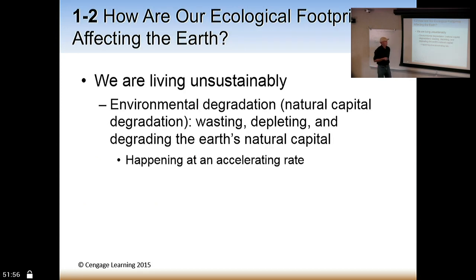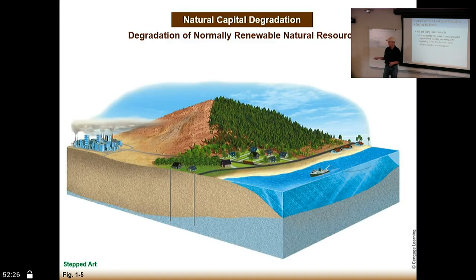Okay? We are living unsustainably. We all know this. We're wasting, depleting, degrading the Earth's natural capital and also its man-made capital. Our schools and our governments and our healthcare services are not necessarily improving. If you go to a place like South Africa, those are deteriorating very, very fast. And that's where they're trying to focus, more on the man-made capital side.